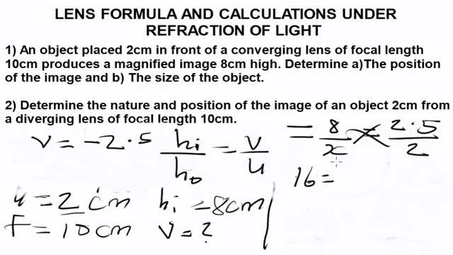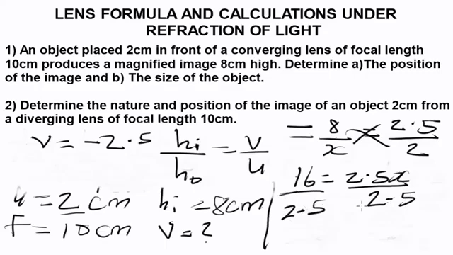Equals 2.5 times x, so 2.5x. So you divide both sides by 2.5. We cancel this, so we're now left with 16 divided by 2.5. Let me punch it. It's going to give us 6.4 cm. That would be the object height.